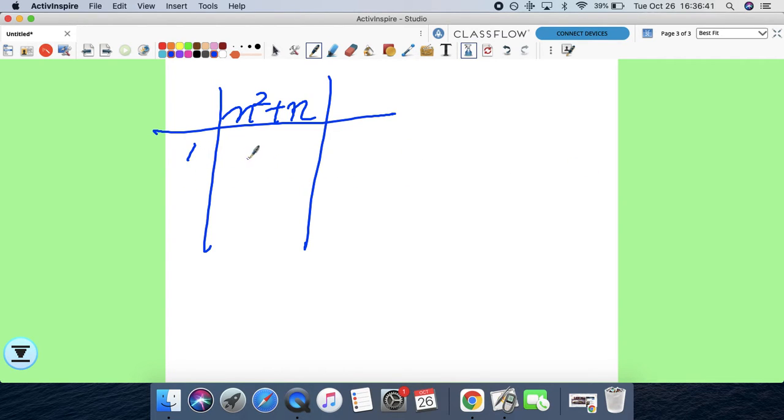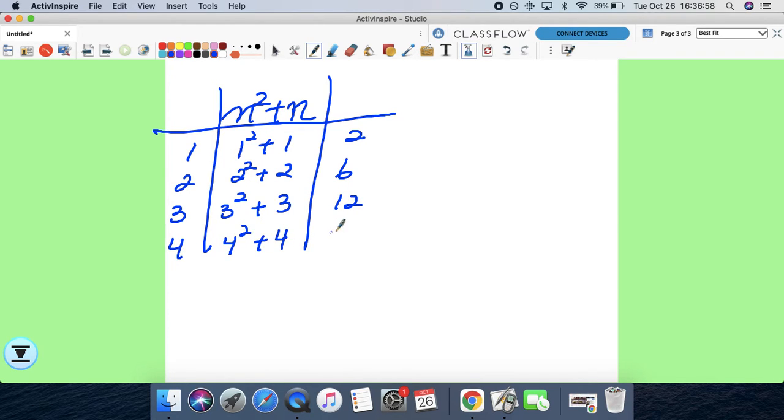So when n equals 1, we get 1 squared plus 1, and that gives us 2. When n equals 2, it's 2 squared plus 2, which is going to give us 6. When n equals 3, it's 3 squared plus 3, which is 12. For 4, it would be 4 squared plus 4, which is 20. And then 5 would be 5 squared plus 5, which is 30.